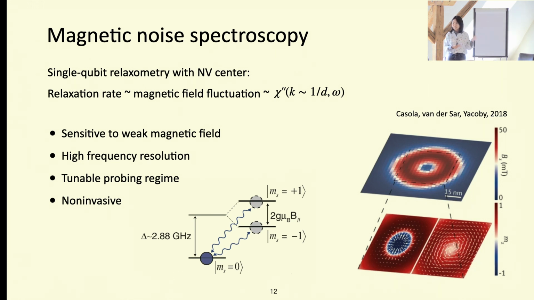Of course, the method itself is very broad. Today, I'm focusing on a brief introduction to single qubit relaxometry with NV centers. You can think of the NV center as just a single qubit system that is very sensitive to magnetic field due to the Zeeman splitting of its energy levels. And so it's very commonly used for magnetic imaging to detect stray fields.